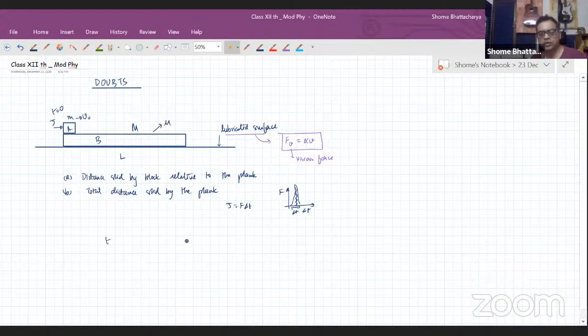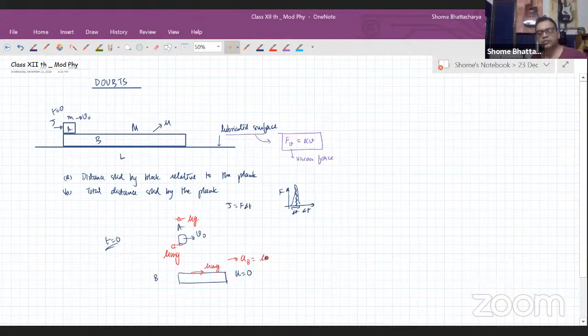At t equal to 0, the block A has a velocity v0, and as a result of that, there is frictional force mu mg acting on it. So it has a deceleration of mu g. Because it's t equal to 0, the block B was at rest initially, so its velocity is 0. At that moment, there is only one force acting on it, mu mg. So it develops a forward acceleration of mu m by capital M g like this, whereas A develops a deceleration like this.